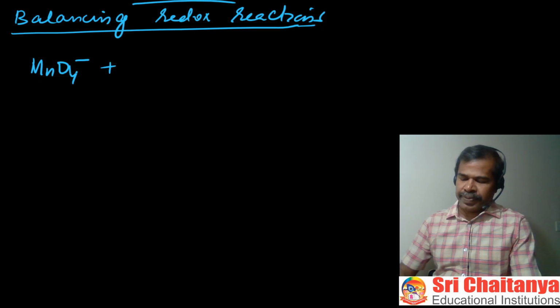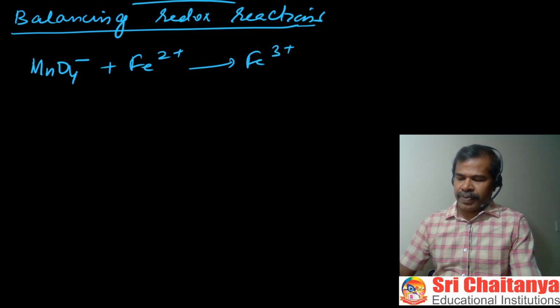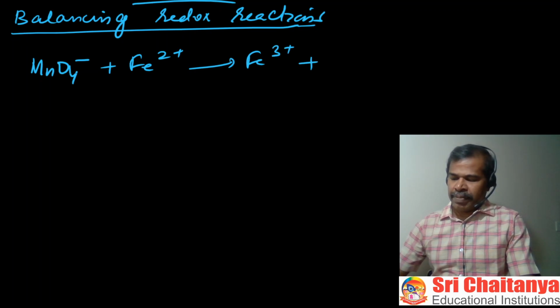Next we will do balancing of some redox reactions. So let's take an example. MnO4 minus reacting with Fe2 plus to give Fe3 plus plus Mn2 plus under acidic conditions.